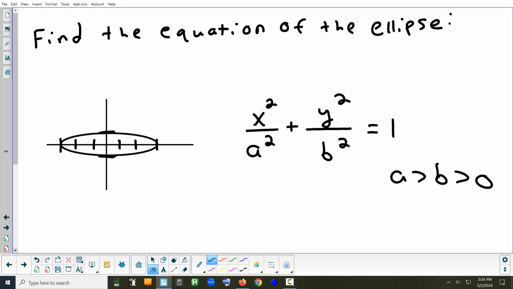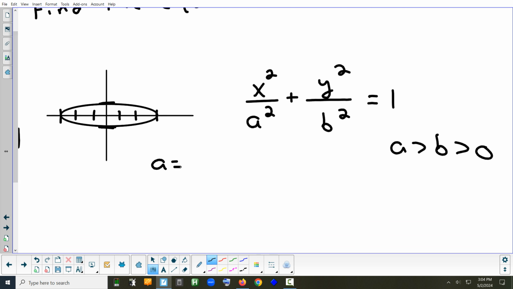All right. Now we just have to identify a and b. What is a in this case? 3. A is the distance from the center to the vertex. All right. What about b? 1. B is the distance from the center to the minor axis.